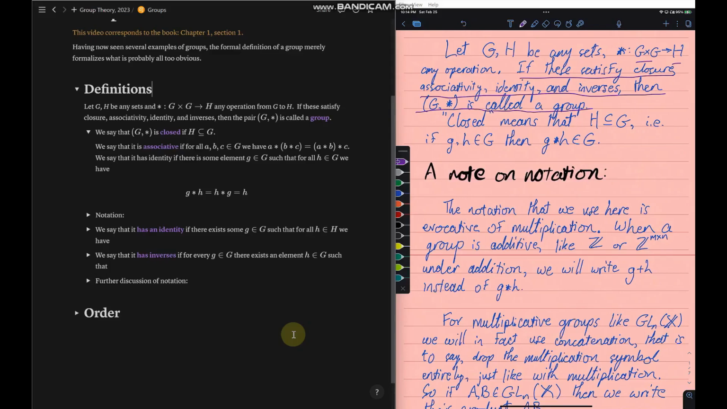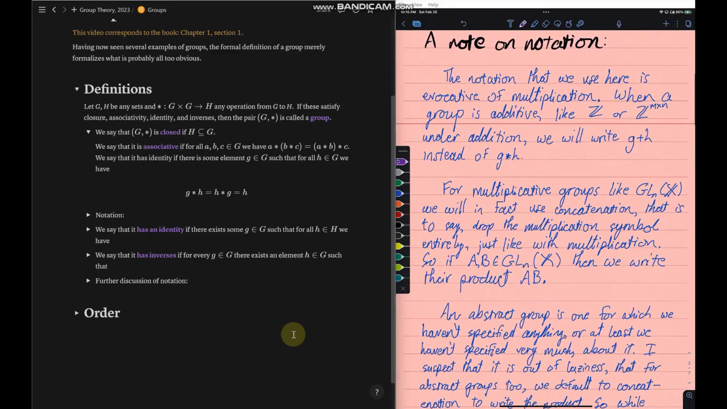So let's talk about what some of these words mean, although we've already been using them, but let's talk about them in a little bit more formality. So closed means that H, the range of the operation, is a subset of G. That is to say, if you put any two of them together, this value of the operation, being an element of the range, should then be in G.